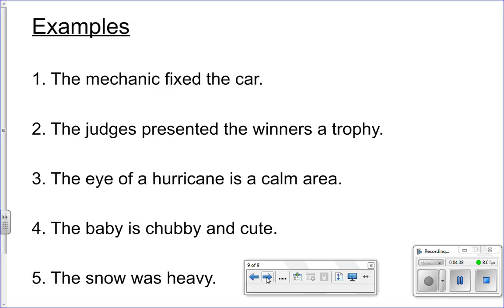Let's take a look at some example sentences and see if we can locate the objects and complements within those sentences. First, number one, let's find the subject, mechanic. Our verb is fixed. Fixed is an action verb. So let's find the direct object. The mechanic fixed what? Car is the direct object in the sentence.